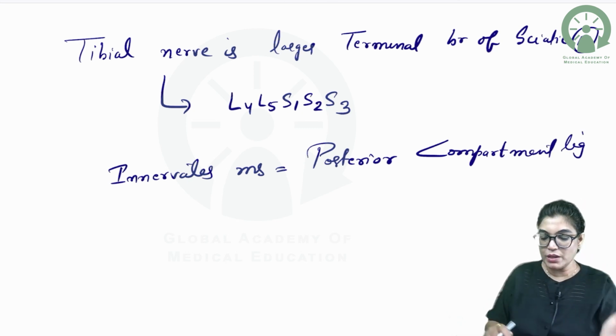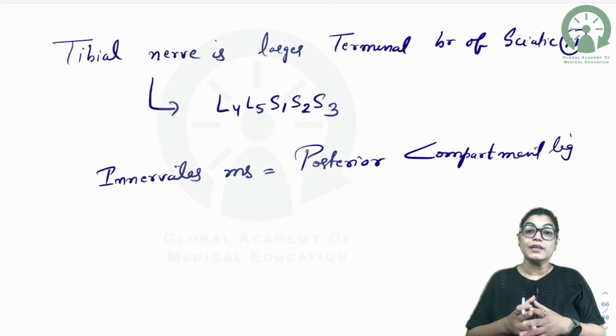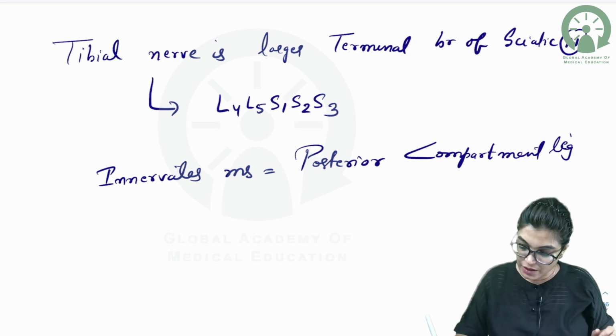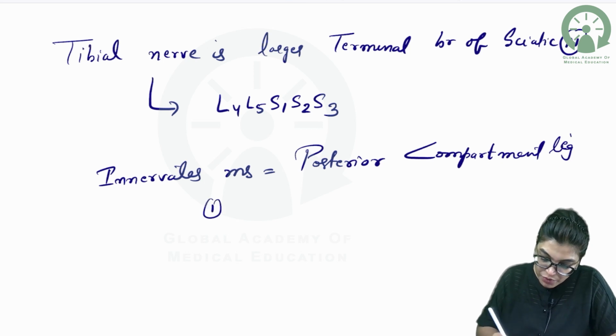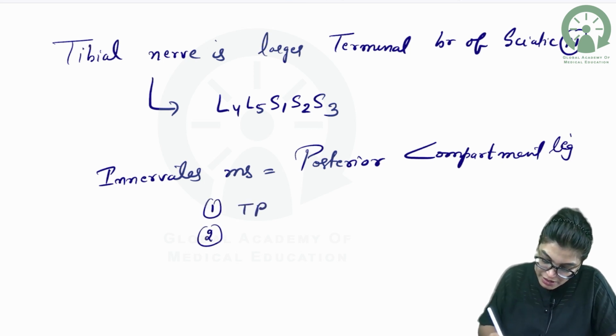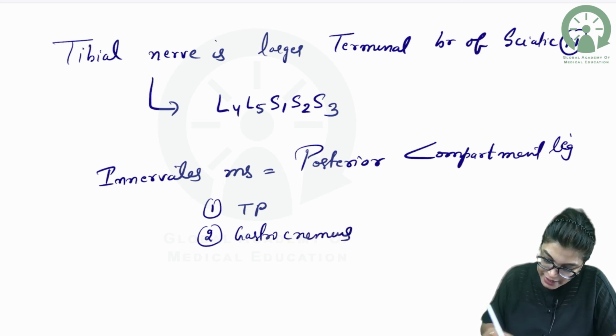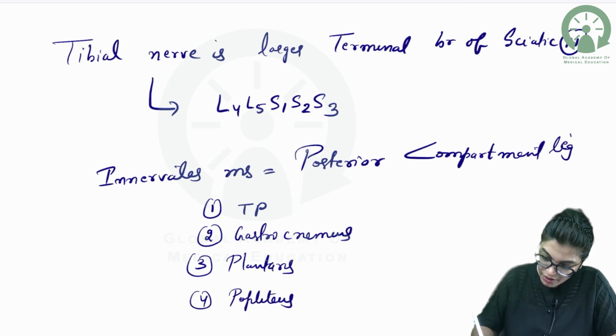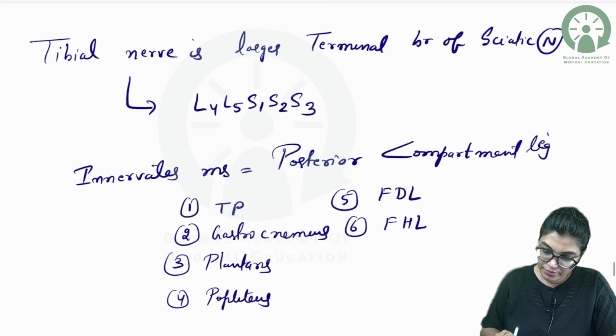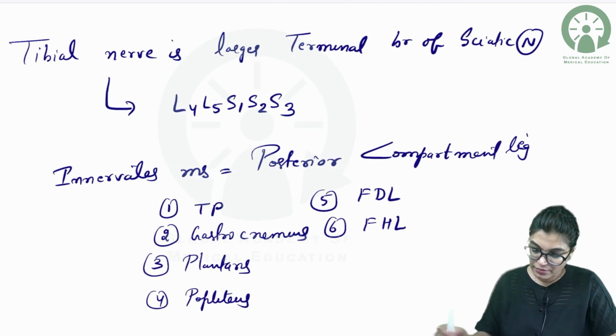Actually, after motor branches, I will show you an image where you can see the cutaneous distribution of the nerve on the leg and the foot. The muscles innervated by tibial nerve are following: tibialis posterior, gastrocnemius muscle, both medial and lateral head, plantaris, popliteus muscle, flexor digitorum longus, flexor hallucis longus, soleus muscle.